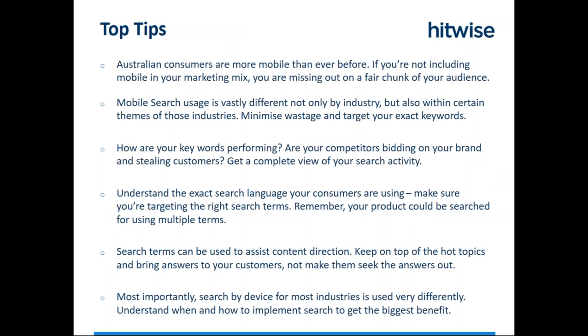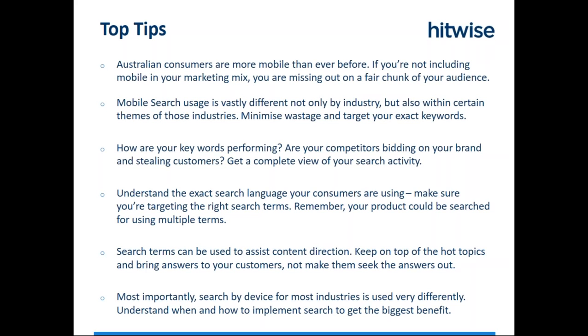Mobile search usage is vastly different, not only by industry, but also within themes within those industries. As I mentioned in some of the examples before, mobile search when you look at travel versus banking is incredibly different, and the keywords within those are also used very differently. So how are your keywords performing? Are your competitors bidding on your brand and stealing your customers? That's incredibly valuable insight that you need to know.